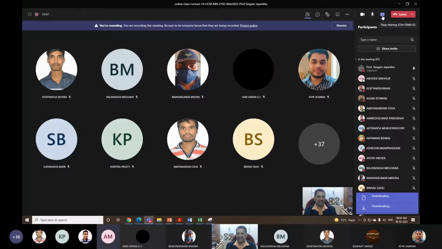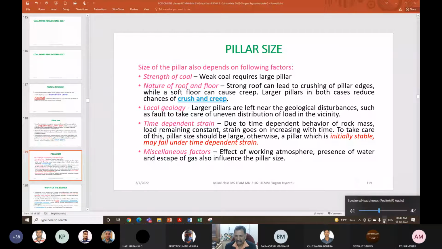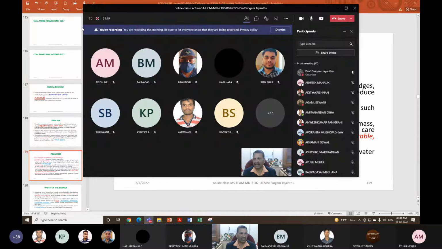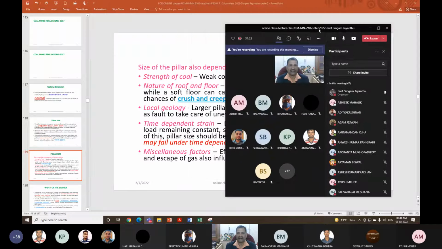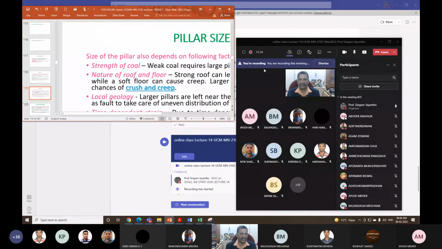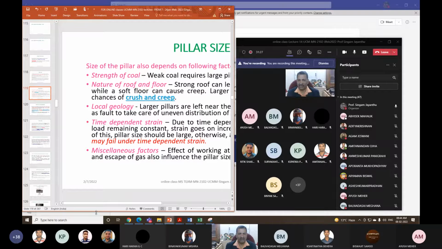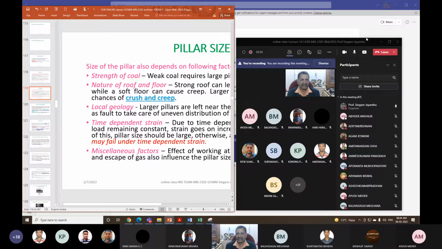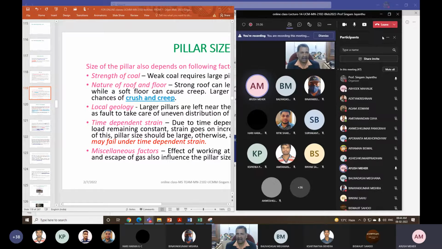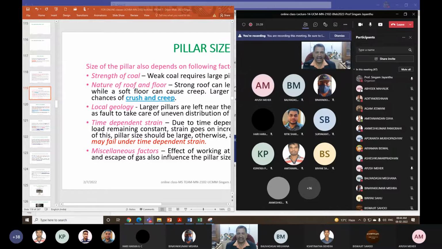Sir, yes, please. I have a doubt: why are we not further increasing the pillar size? Any other doubt? Any other, so that at a time I will address everybody. Okay, if there is no other doubt, now your doubt is, sir, why not further decrease the pillar size? Right, why we should not decrease the pillar size?